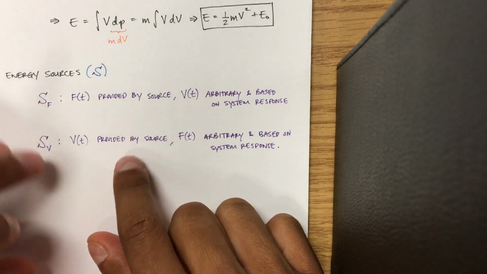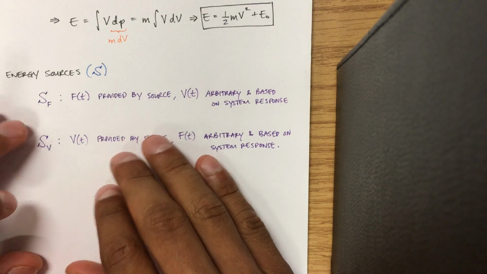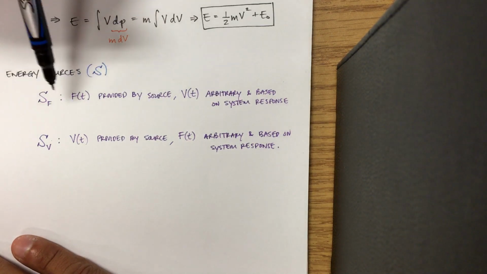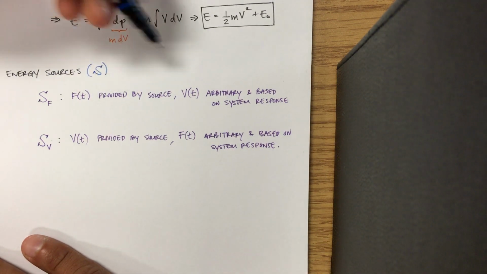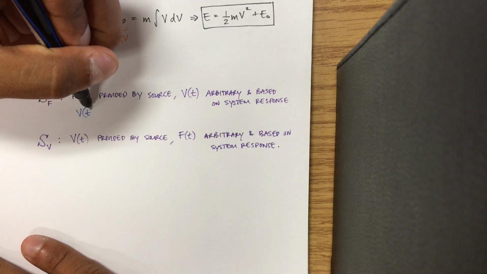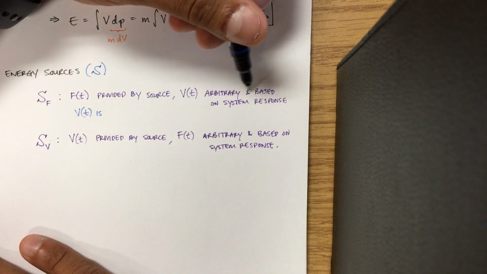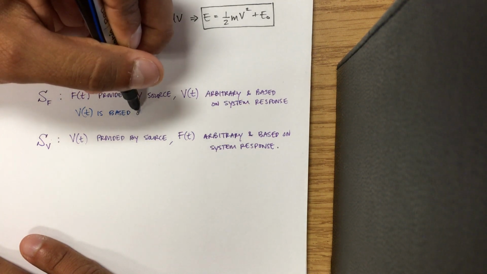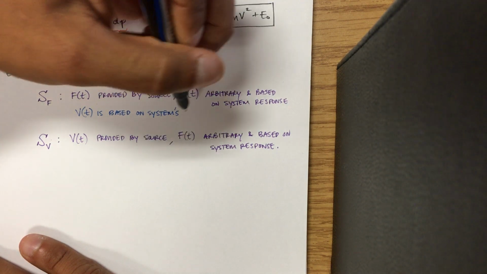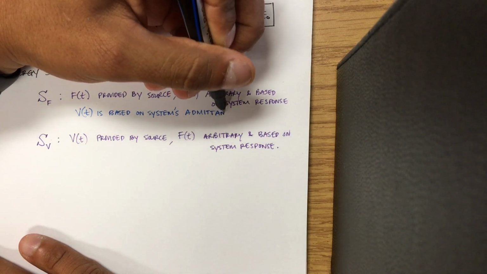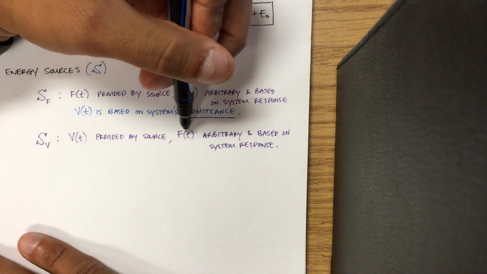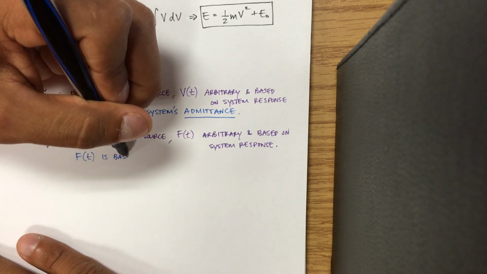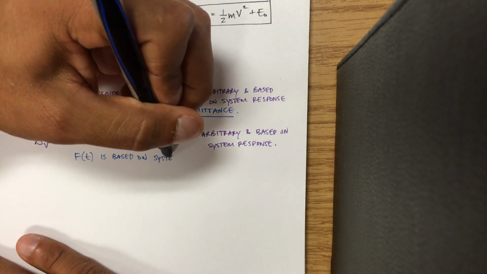So one thing I can add here below each one of these, provided they both provide energy to the system. In the case of SF, where F of t is provided by the source, we can also say that the flow variable V of t, which we said was arbitrary and based on system response, more specifically is based on the system's admittance. And here where F of t is arbitrary based on system response, that will be based, more specifically, on the system's impedance.